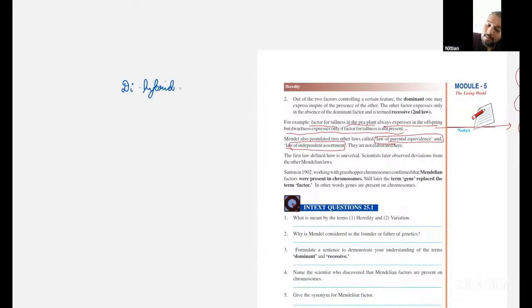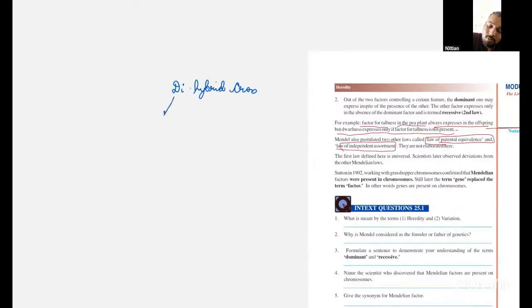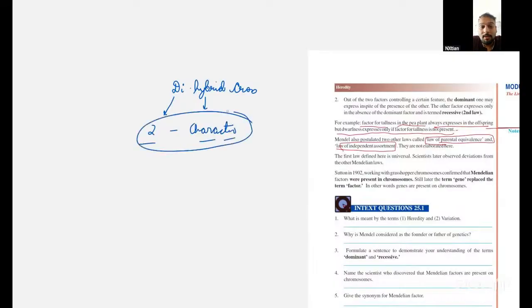Dihybrid cross. Dihybrid cross means di means two, hybrid means character. So when we take two characters and then we cross them, it is called a dihybrid cross. Are you getting my point?